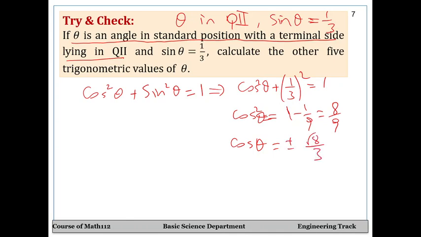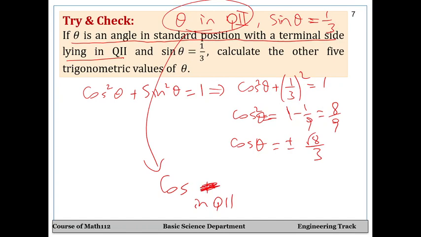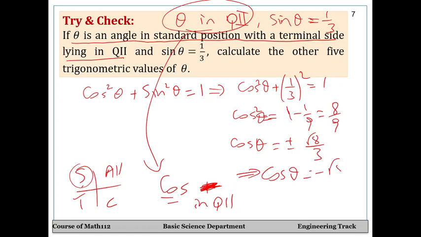And which one? Okay, theta is in quadrant 2. All STC. Cosine is positive in Q2. No, it's negative in Q2, sorry. All STC. Okay, S is positive, but cos is negative. So cosine theta has to be negative square root 8 over 3. Now we found it.